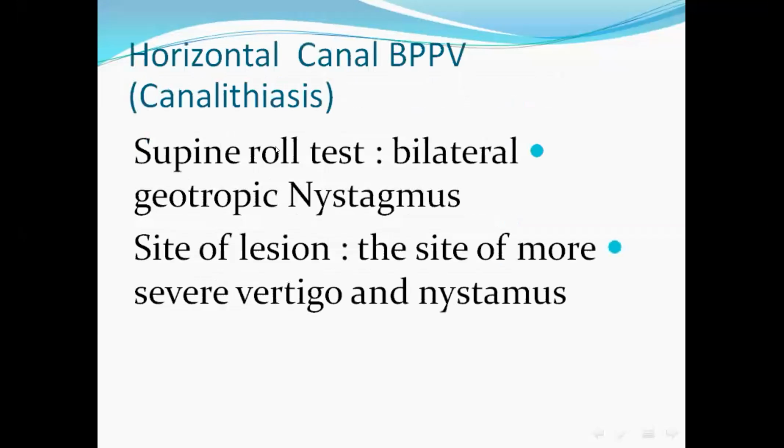Now, how to diagnose canalithiasis and how to diagnose the site of the lesion. When we do the supine roll test, if the patient has bilateral nystagmus that is geotropic, where the fast component beats towards the ground, you look at the side that has more intense nystagmus and more severe vertigo. That will be the involved side. The nystagmus is present in both positions, right and left, but the side with more intense nystagmus and more severe symptoms is the involved side, right or left. That's in the case of the geotropic or canalithiasis type.